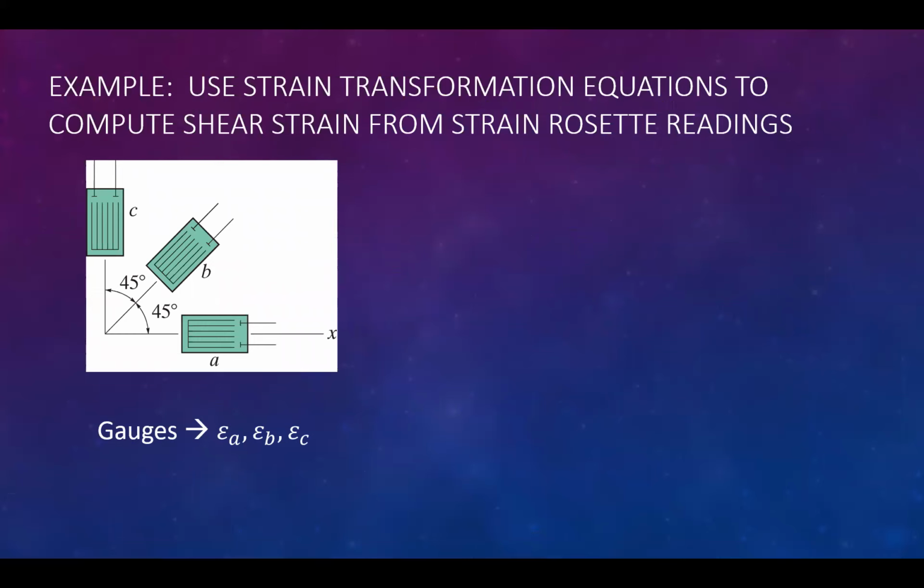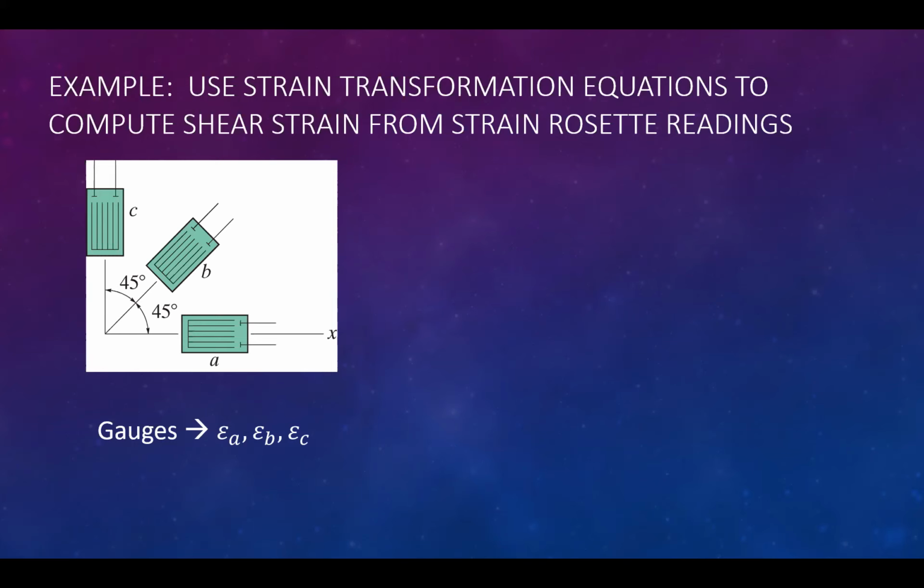So I want to conclude with an example. And by way of this example, I'm going to show you how to use the transformation equations to calculate shear strain using a strain rosette. If we have a strain rosette, that means that we have 3 strain gauges all attached near one point location, and they're in a particular configuration. In this case, this is a 45-degree strain rosette, but there are other configurations that one could use. This is a very common one, however.